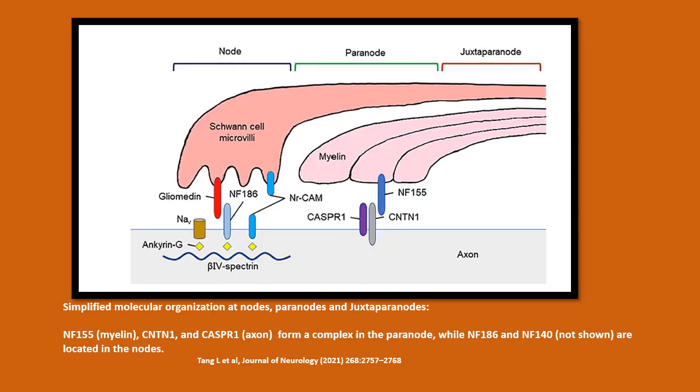This figure shows a simplified molecular organization at nodes, paranodes, and juxtaparanodes. The location of the NF155, Contactin-1, Caspr1, and NF186 antigens is shown.